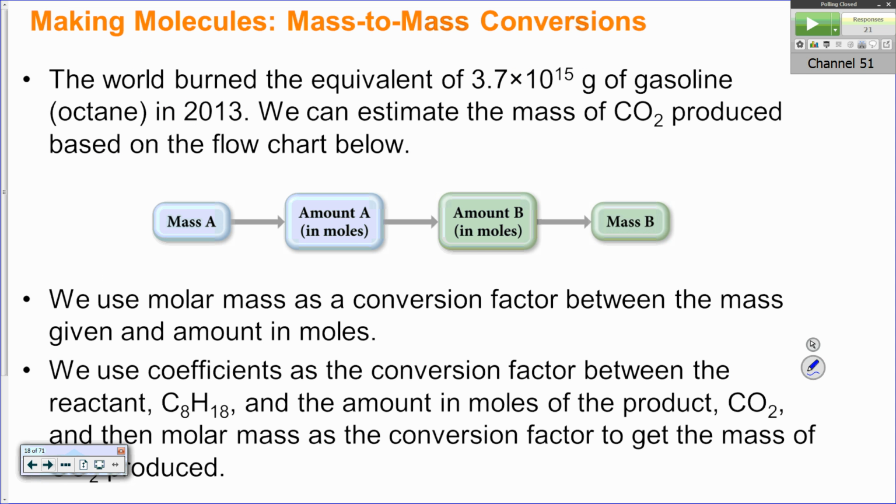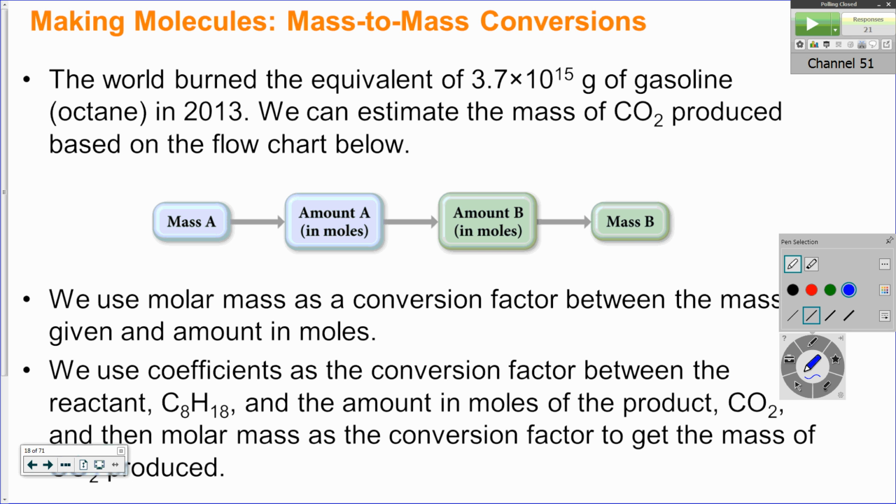Okay, we can use these relationships to do a lot of different things. In particular, we use them for conversions to go from molecules to mass to moles. If we look at how much gasoline we consume annually, in 2013, the most recent estimate I have available, the amount of gasoline, or equivalent of octane, we burn is about 3.7 times 10 to the 15th grams of gasoline. It's a bunch of gasoline.